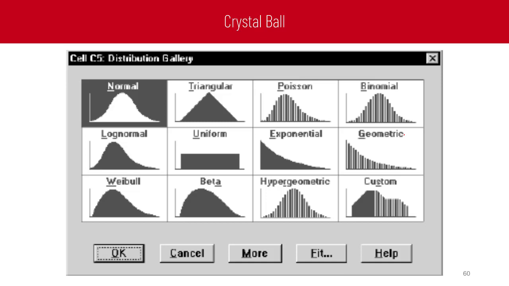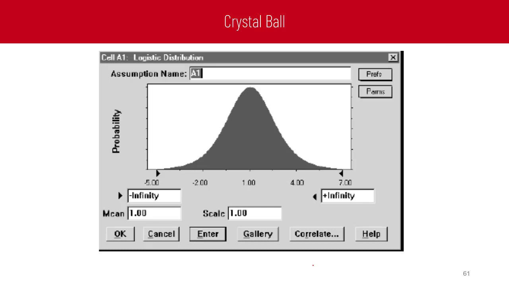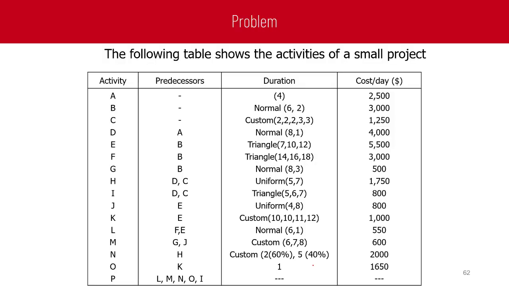This distribution gallery for the inputs includes many distributions, such as normal, triangular, Poisson, binomial, log-normal, uniform, exponential, geometric, Weibull, beta, hypergeometric, custom, and many others. We even have the option to fit our own probability distribution in case we have scattered data. Also, we can control the parameters of each distribution by entering the means, the standard deviation, and whatever parameters apply for each distribution.